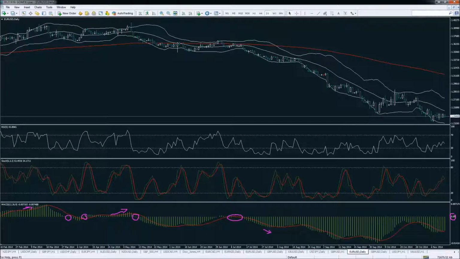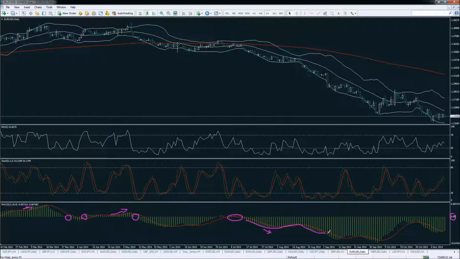The histogram itself is positive when MACD is above its 9-day moving average. All right. So it's negative when the MACD is below its 9-day moving average, of course. Now, as you can see, the 9-day moving average is not plotted on this chart. It basically represents those peaks of the histogram, as you can see here.